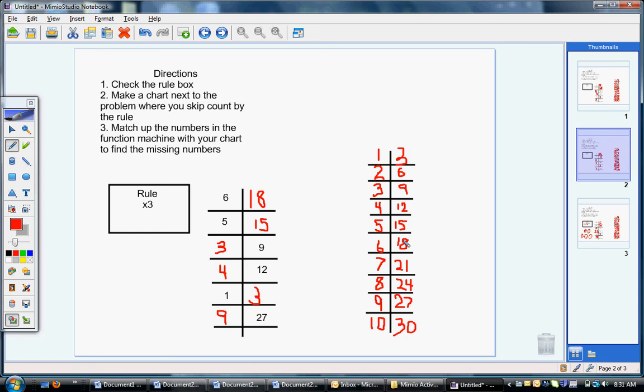Now it's your time to practice on your own. Find the worksheet with the function machine boxes and go ahead and try this strategy. Remember to check the rule box, make the chart where you're skip counting, and then match up the missing numbers based on your chart. Good luck!